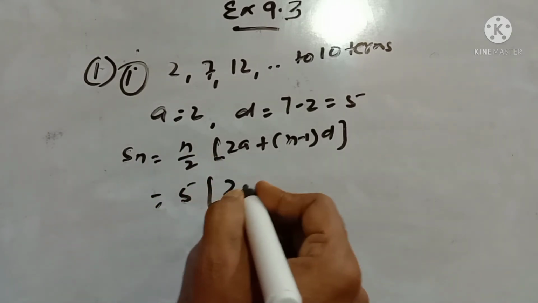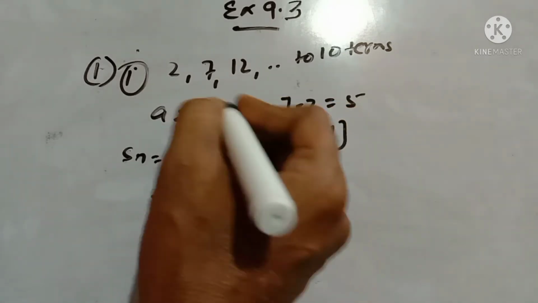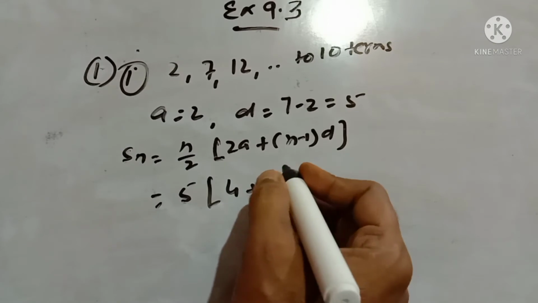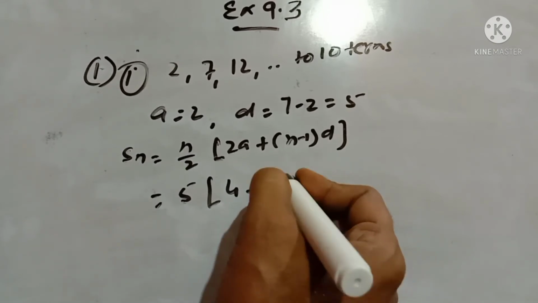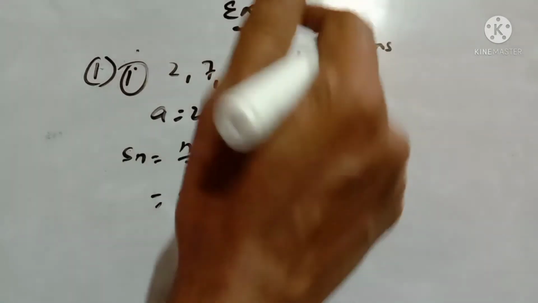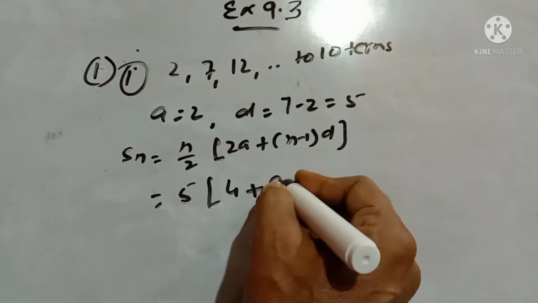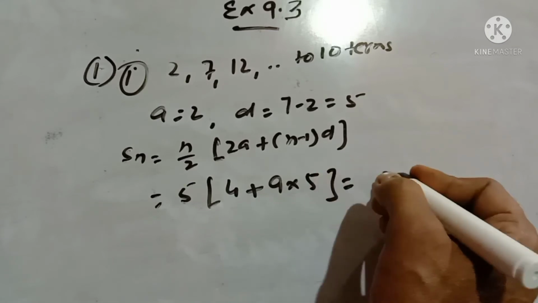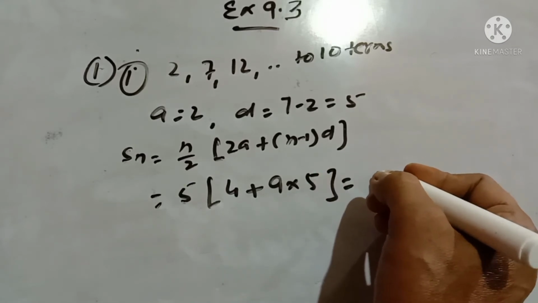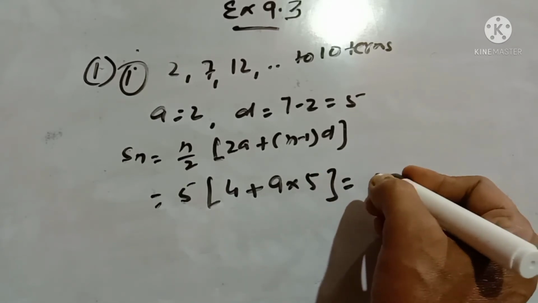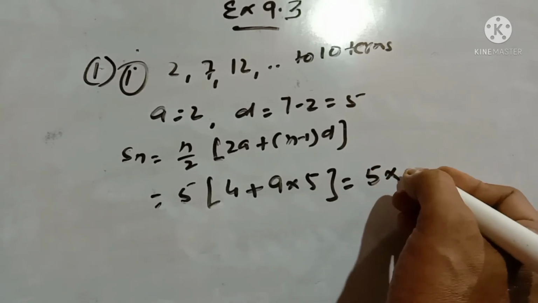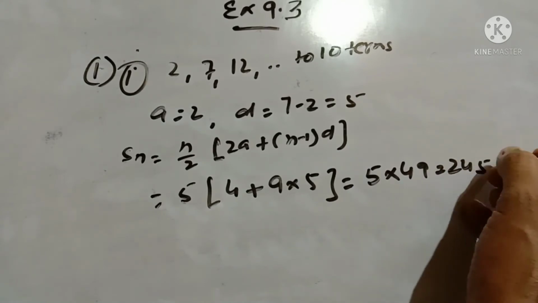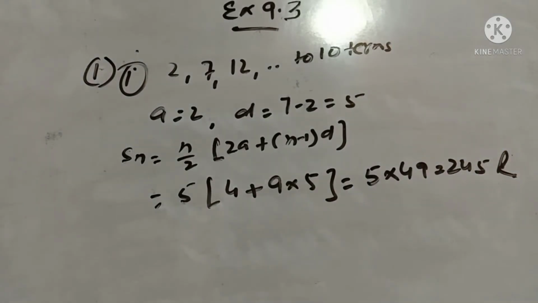2 into A means 2 twos are 4 plus n minus 1, that is 10 terms, means 10 minus 1, that is 9, into 5, is equal to 5 into 49, that is 245. So our Sn term is equal to 245.